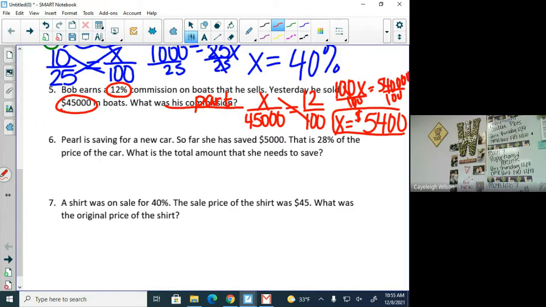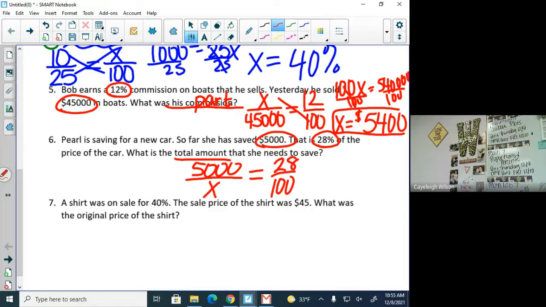All right, the next one. Pearl is saving for a new car. So far, she has saved $5,000. That is 28% of the price of the car. What was the total amount that she needs to save? Now, is 5,000 the whole that she needs to save, or is 5,000 part of what she needs to save? Part. So this is the part. I'm finding the whole amount she needs, and that was only 28% of what she needed.